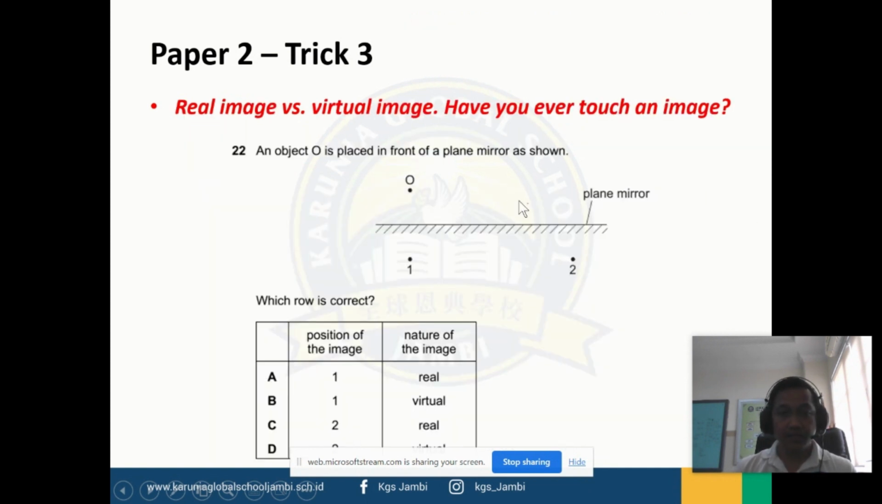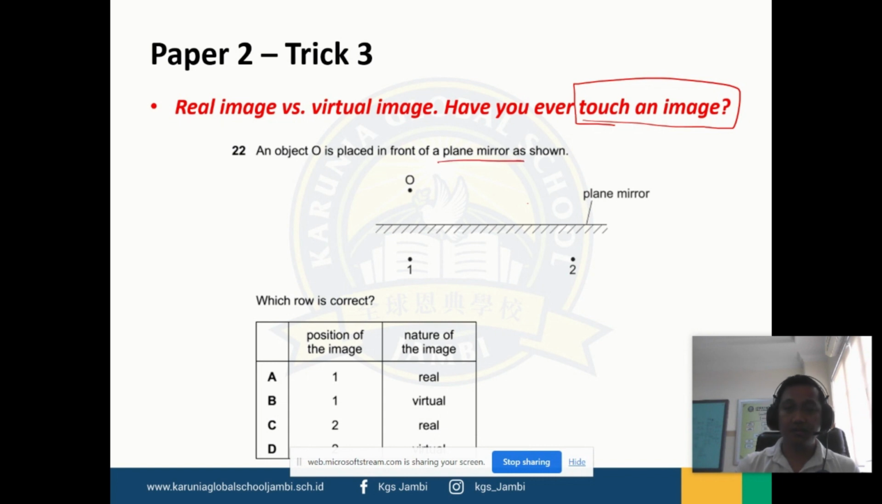Okay, another trick, it's about the real image versus the virtual image. In this question, this object O is placed in front of a plane mirror as shown in here. Have you ever touched an image? Remember, we have learned this in the class, the real image and the virtual image. Remember, if you can capture the image using paper, then that is a real image.